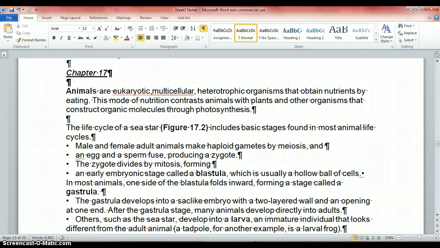So, animals are eukaryotic, multicellular, heterotrophic organisms that obtain nutrients by eating. This mode of nutrition contrasts animals with plants and other organisms that construct organic molecules through photosynthesis. So that's how we're now in animals, right? So Animalia, that kingdom.